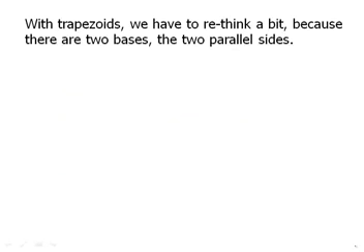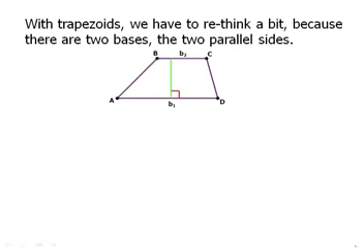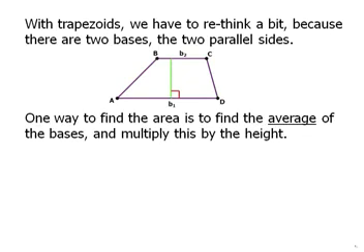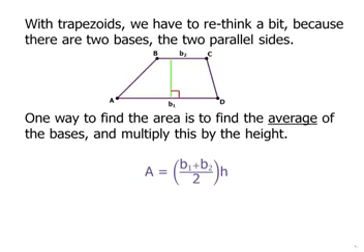With trapezoids, we have to rethink a bit because there are 2 bases, 2 parallel sides. So what exactly would we mean by base times height? Well, the height is pretty clear, but we have 2 bases, so what are we going to do? One way to find the area is to find the average of the bases and multiply this by the height. So that is the formula: the height times the average of the bases.